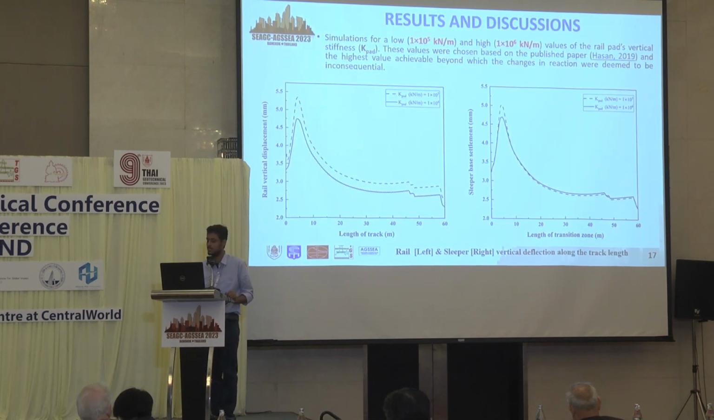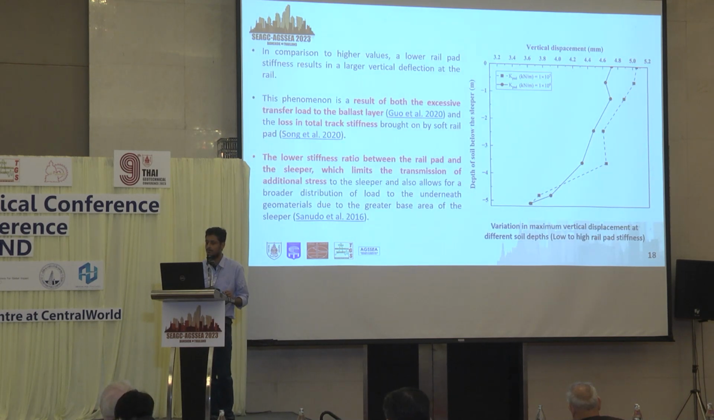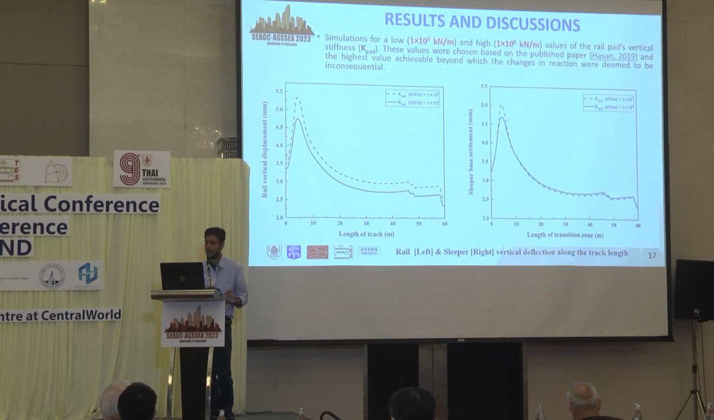So some result discussion: we can see that we have chosen two values of the rail pad, a very low stiffness value and a high stiffness value, based on the paper by Hassan et al. And we can see that for the lower stiffness value, there is a higher transfer of load to the rail, which essentially controls the deflection of the rail and also the deflection of the sleeper.